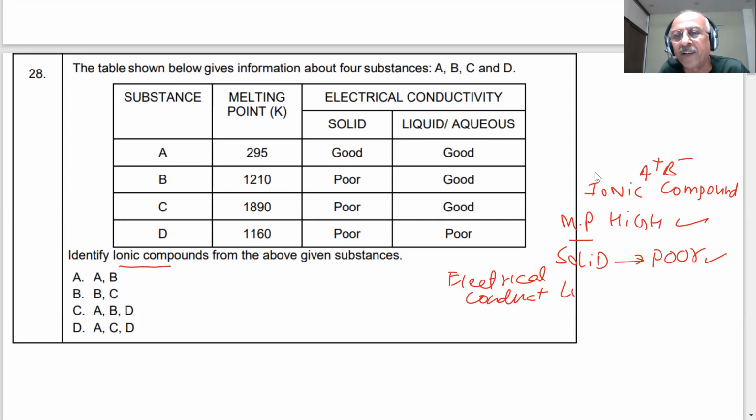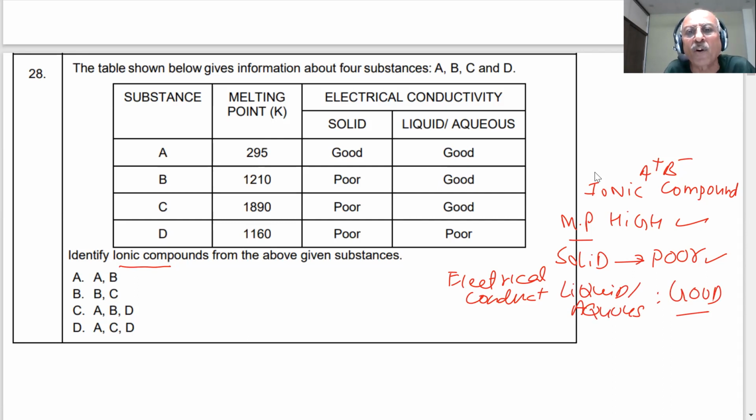But in liquid and in aqueous, students, they will become good conductors. They are good conductors. So based on these properties, we have to identify the ionic substance from the given substances.